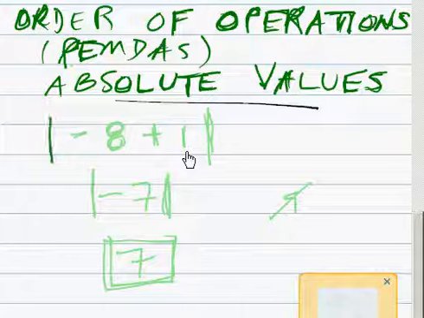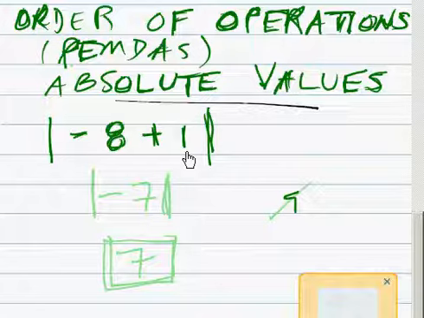Let's take this one, for example. Negative 8 plus 1. What are your answers? You could say, well, negative 8 plus 1 could be 9, right? Because you're supposed to make everything neutral value, which means more or less positive, so that would mean 9. Or do you do the order of operations within these lines? And that's the answer.